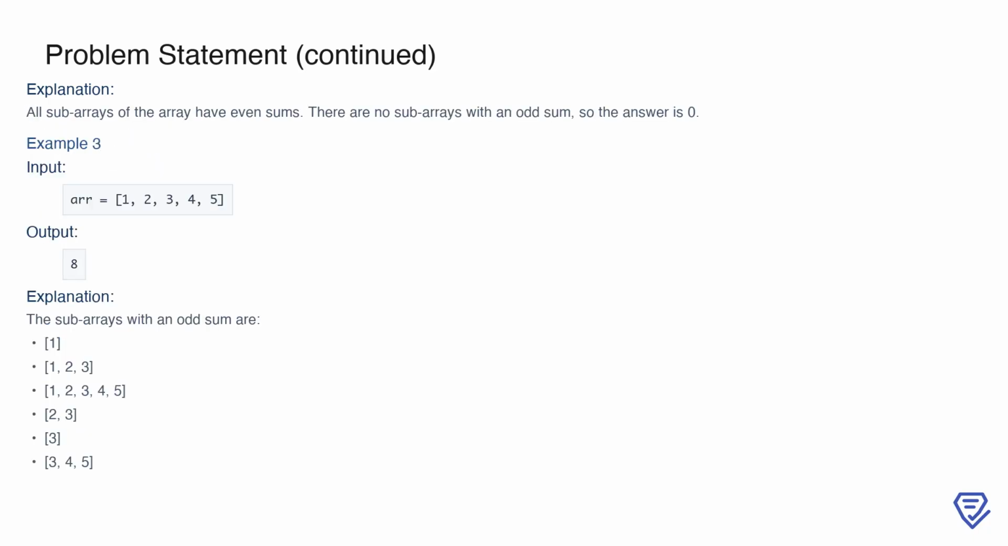Now let's look at the second example where the input array is 2, 4, 6. Here, we notice that all the elements in the array are even. When we calculate the sums of all possible subarrays, we find that every sum is even, regardless of the length or combination of elements taken. For instance, 2 sums to 2, 2, 4 sums to 6, 4, 6 sums to 10, and so on. Since there are no subarrays with odd sums in this case, the answer is 0.